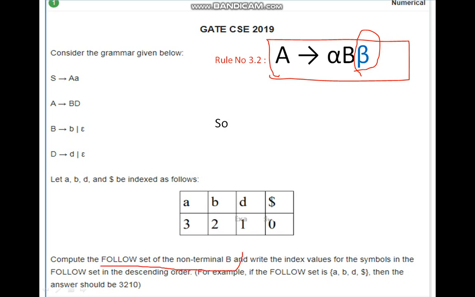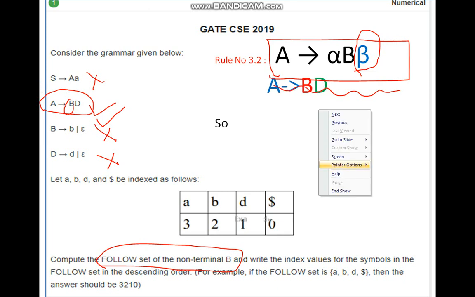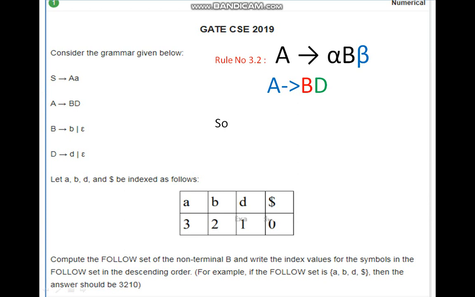Look at here, follow of B. First of all, find out follow of B. So you need to identify the production rule that contains B at the right hand side. There is no other production rule that contains B at the right hand side, so you need to pick this production rule. Once you pick this production rule, you need to compare it with this one. This production rule contains B, that's why I have opted this one. Now you need to compare this production rule with this one.